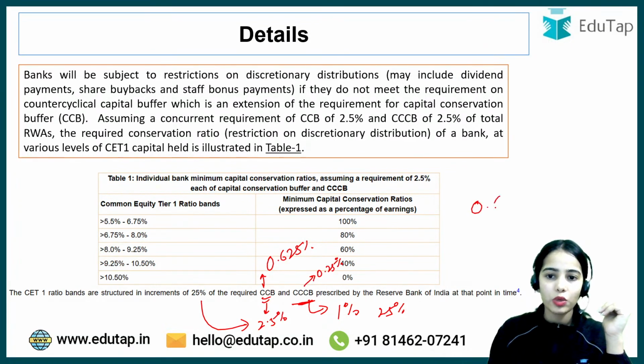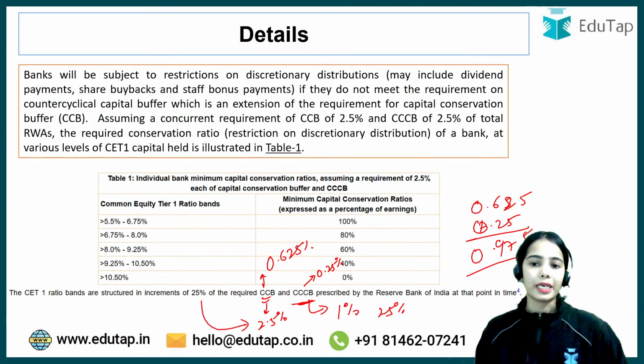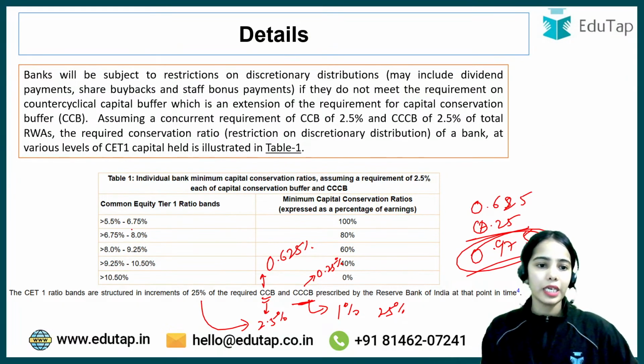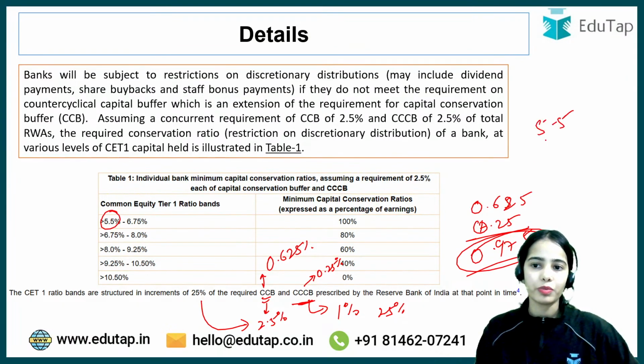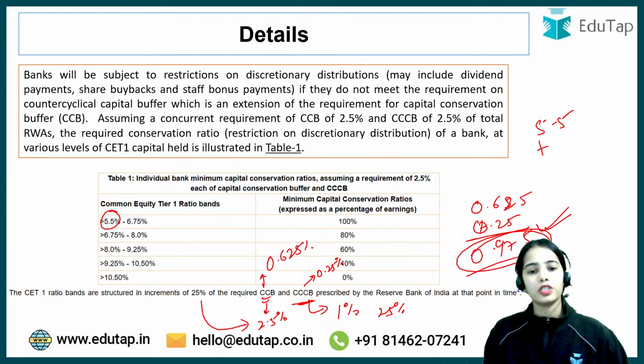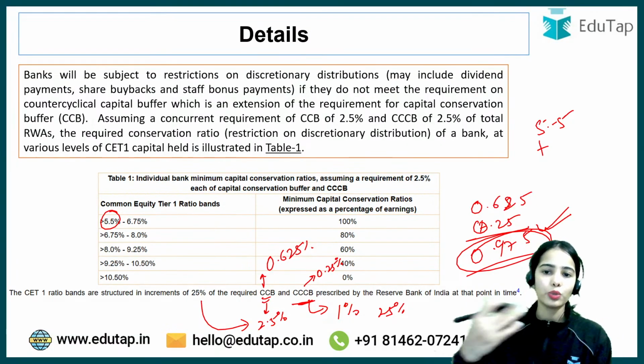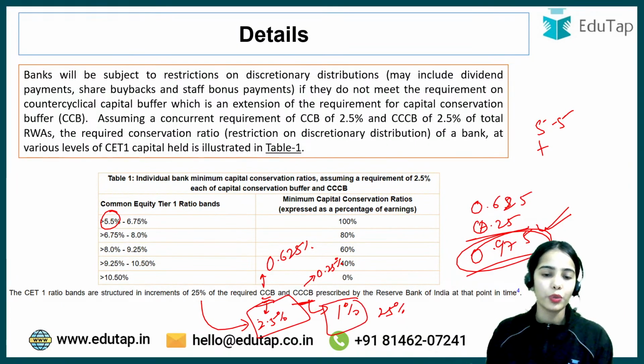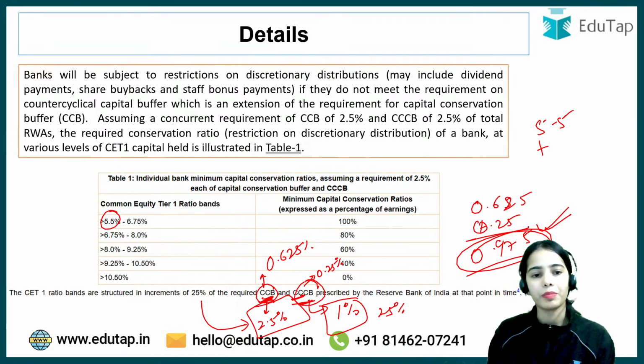Okay, so then 0.625 plus 0.25. This is how the range is decided. Just add this to the 5.5%. Then the range will be decided for the new table, where 25% is taken for the CCB and CCCB for the range.